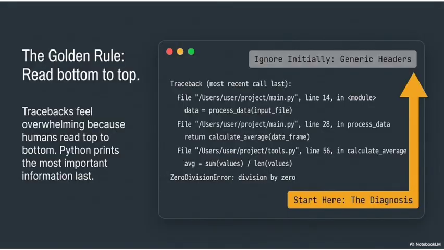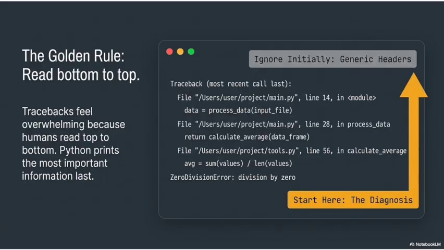Tracebacks feel overwhelming because humans naturally read top to bottom, but Python prints the most important information last. The golden rule: always start at the bottom of the traceback. The final line is the diagnosis, the error type and the specific message. That's where you begin. The lines above it are the call stack, the chain of function calls that led to the error. For most bugs, the call stack is context, not the solution. The diagnosis at the bottom and the code line immediately above it are where 90% of the bugs are resolved.